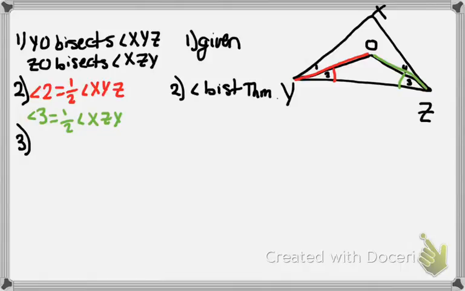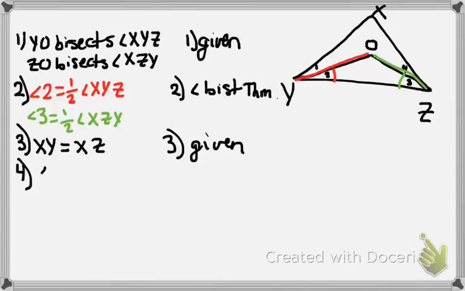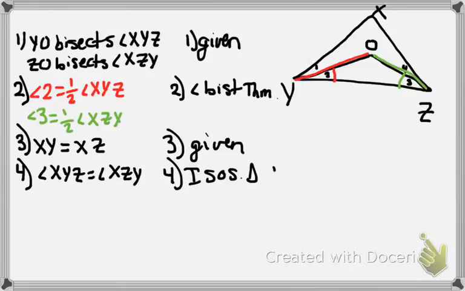Now we're going to go back to that other given where xy was equal to xz. Based on that information, we're using the larger triangle as our isosceles triangle. So if xy is equal to xz, then angle xyz is equal to angle xzy by the isosceles triangle theorem. That's very similar to what we have in step 2. They both have xyz and they both have xzy.